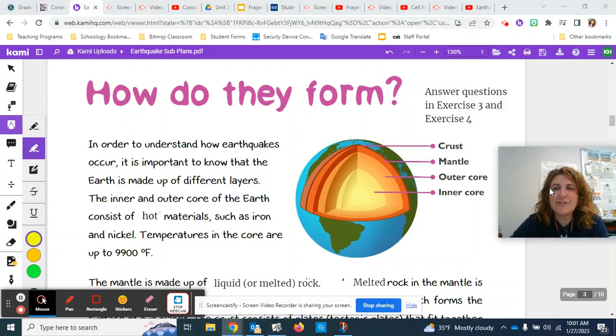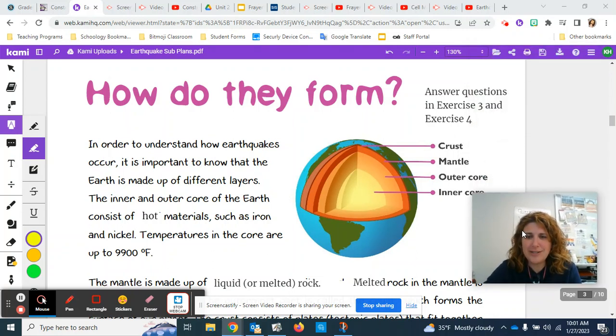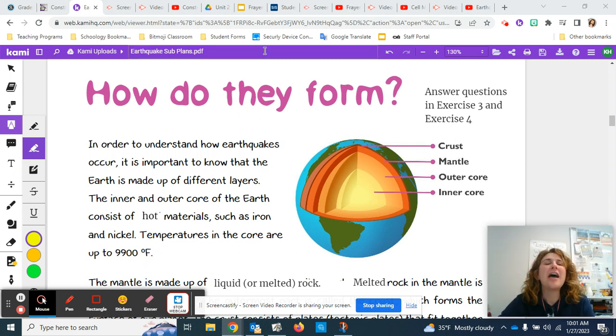So this page is in folder 2 on the front. I'll put myself down here. And folder 2 in the front, the title is How Do They Form? And you're going to answer questions exercise 3 and 4 on the next page. So, how do they form?